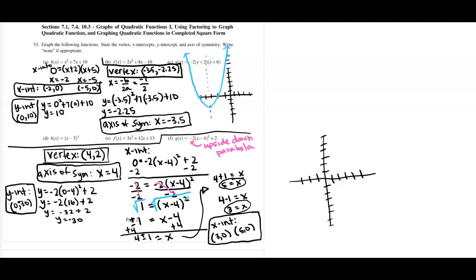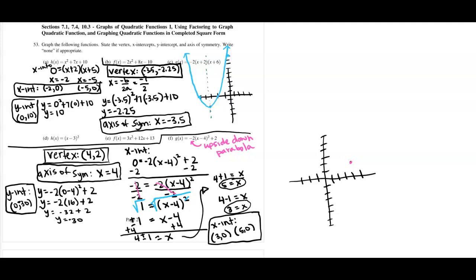All right, I'm not going to go all the way down there, but if we have our vertex, over 4, up to, it's right there. Oops, I thought I had it in pink. All right, so that's my vertex, that's my turnaround point, so I know it's going to be an upside down parabola like this.